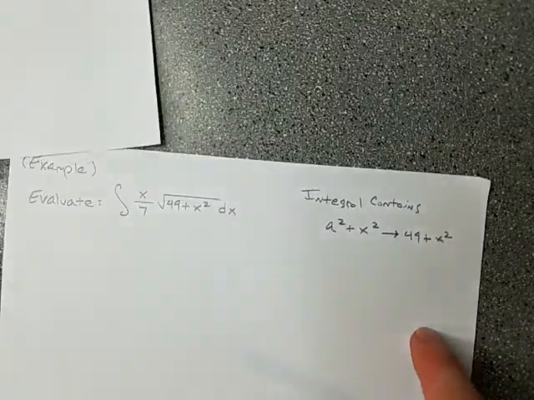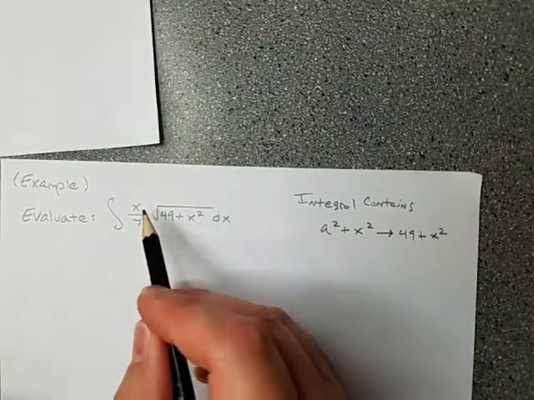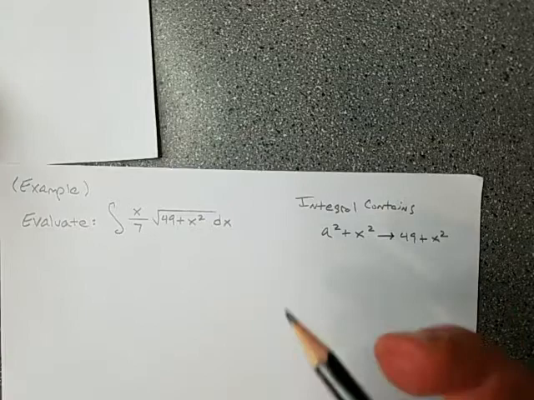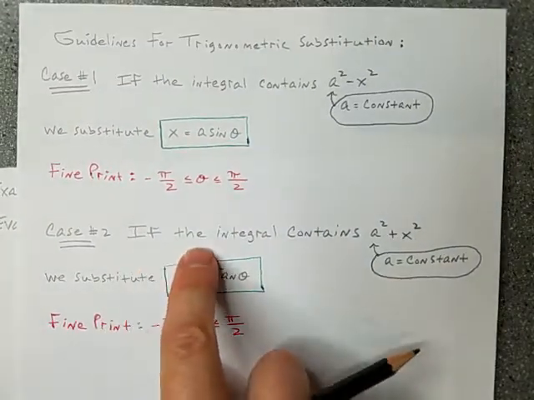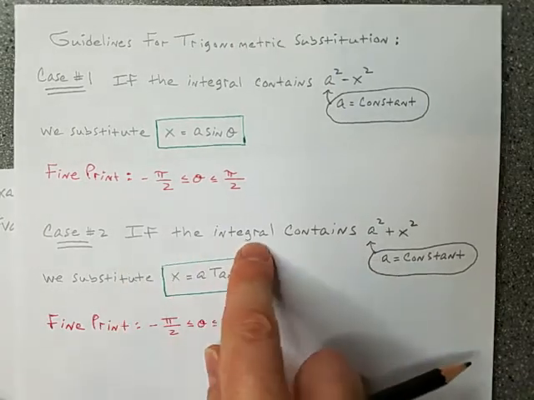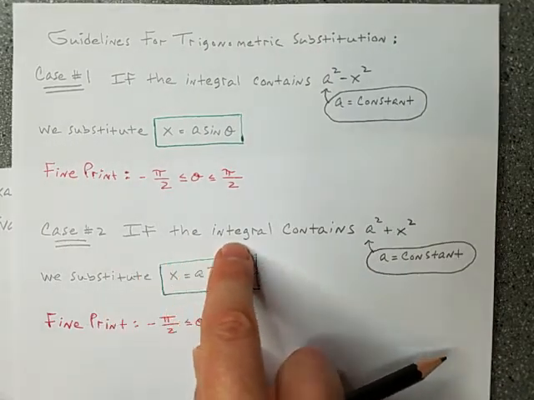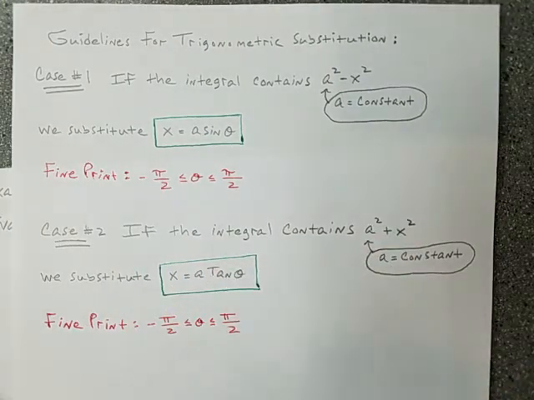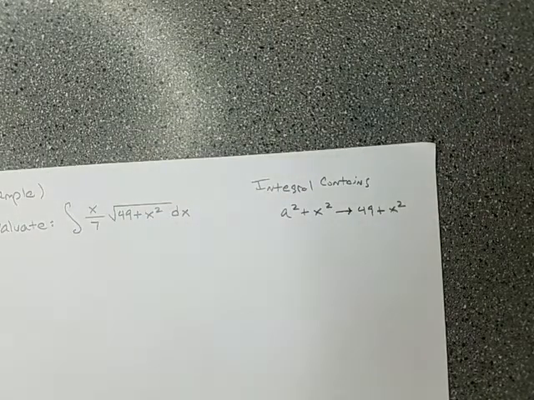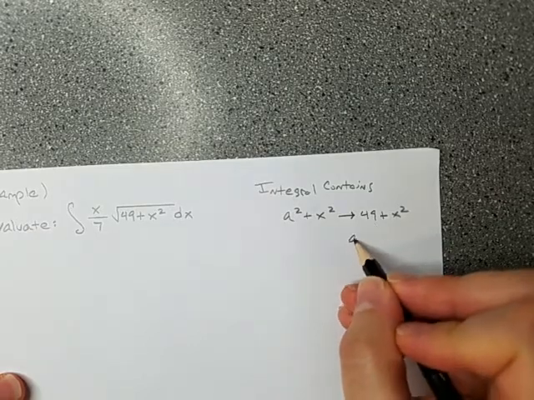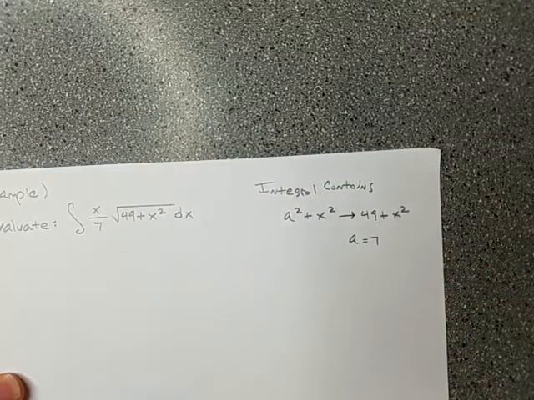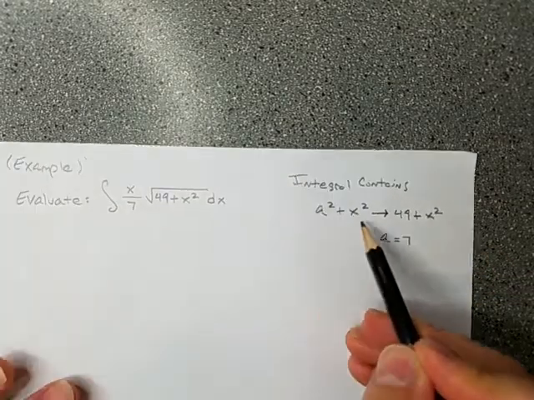Now, is there other stuff also? Yeah, there's the x and the 7 and the root, and that's not part of it. It says if the integral contains. This statement doesn't say that it's the only thing in the integral; it'll have other elements to it. So what does that mean? It means that a is equal to 7, the constant right there.